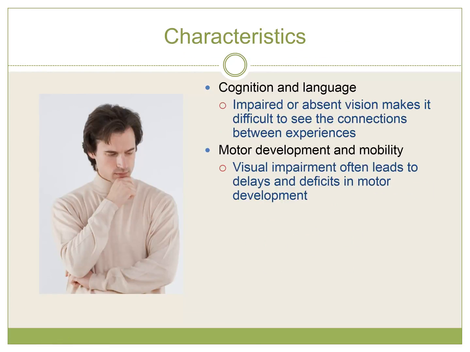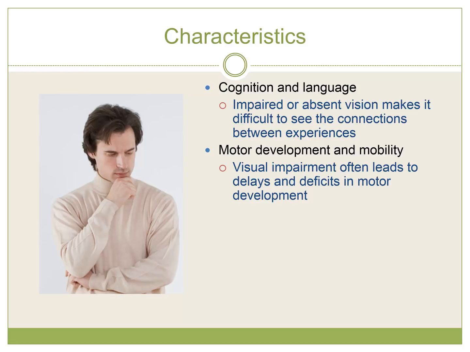There are different characteristics of people who have vision loss. Now remember, one size does not fit all. So what I want to give you is some general ideas. There might be some difficulty with connecting information and language, because absent vision might make it difficult to see connections between experiences, and we might need to find some different ways to make those connections for that person.